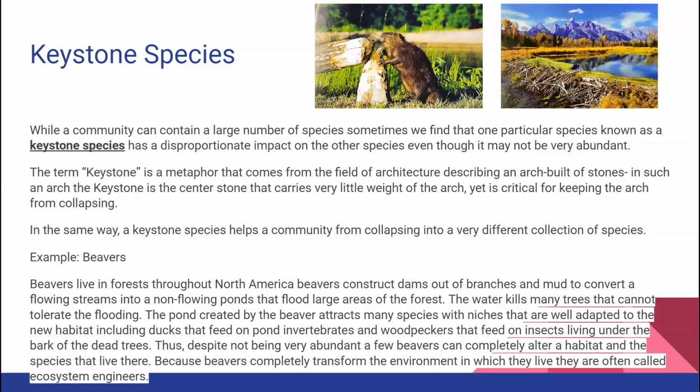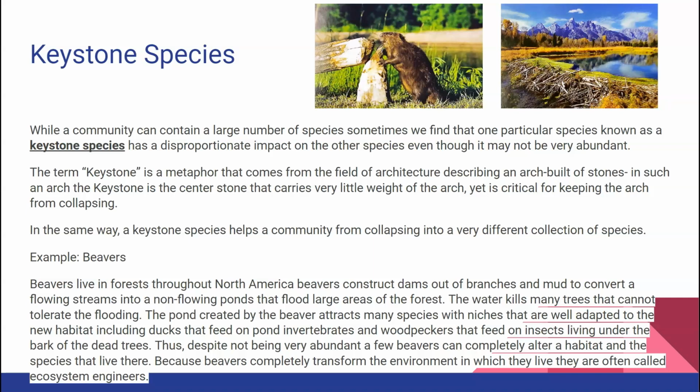We often have keystone species that show up in a particular environment or community, and those are the species that help a community from collapsing into a very different collection of species. So beavers would be a good example of a keystone species, and they live throughout North America and construct dams out of branches and mud to convert a flowing stream into non-flowing ponds, and those ponds obviously flood large areas of the forest. The water kills many trees that cannot tolerate flooding.